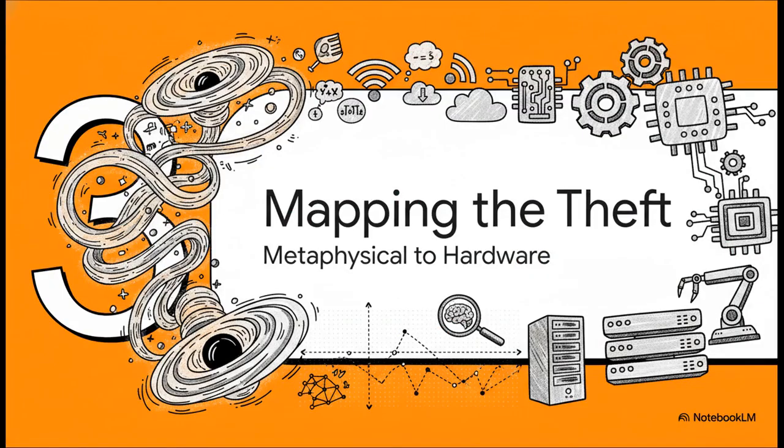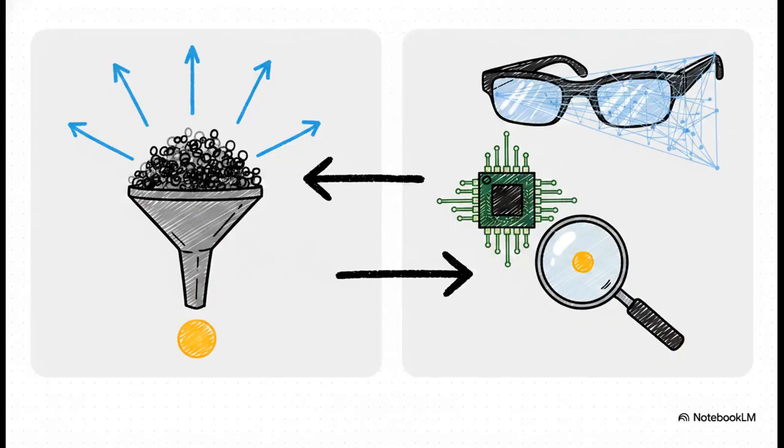Which brings us right into Section 3, mapping the alleged theft, from the metaphysical to the hardware. This is where things get really fascinating, where the metaphysical literally meets the mechanical. The source documents argue that Google's Project Aura AR glasses, the ones built with that Snapdragon XR2 chip, are the unauthorized physical manifestation of Smith's reflective wave.